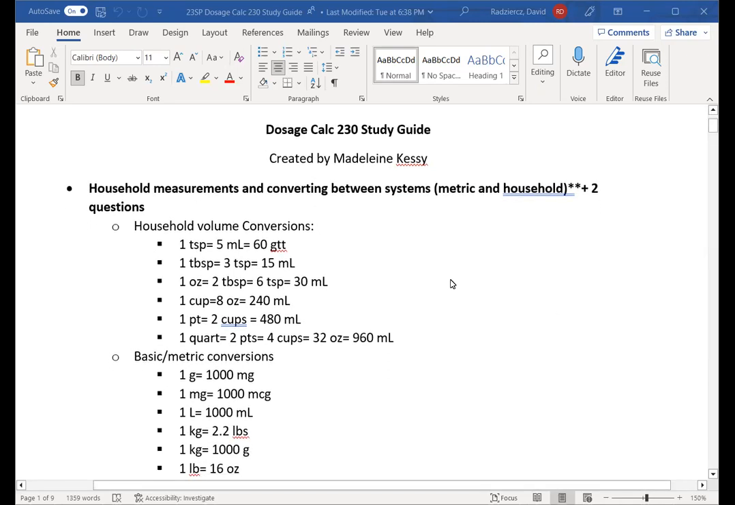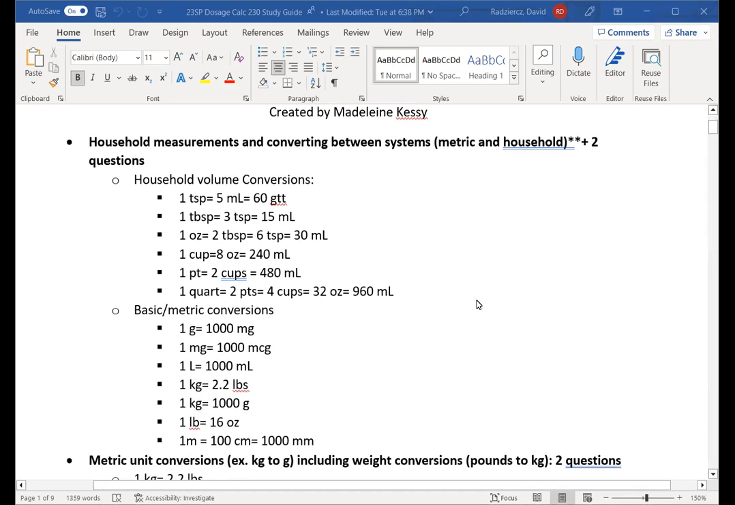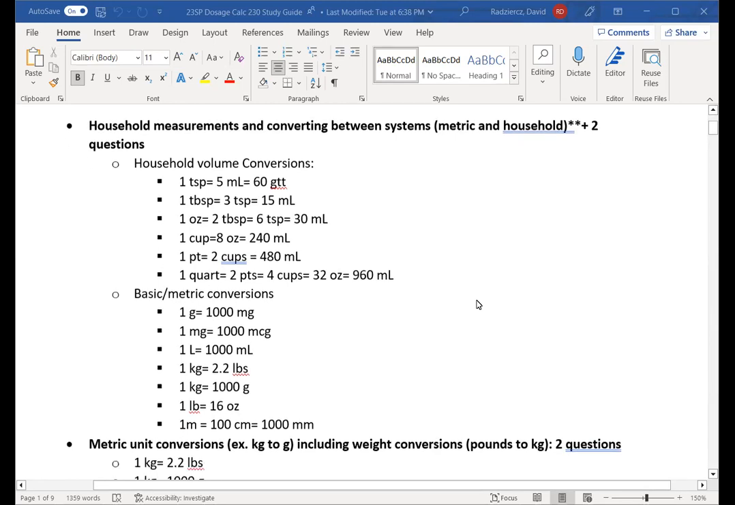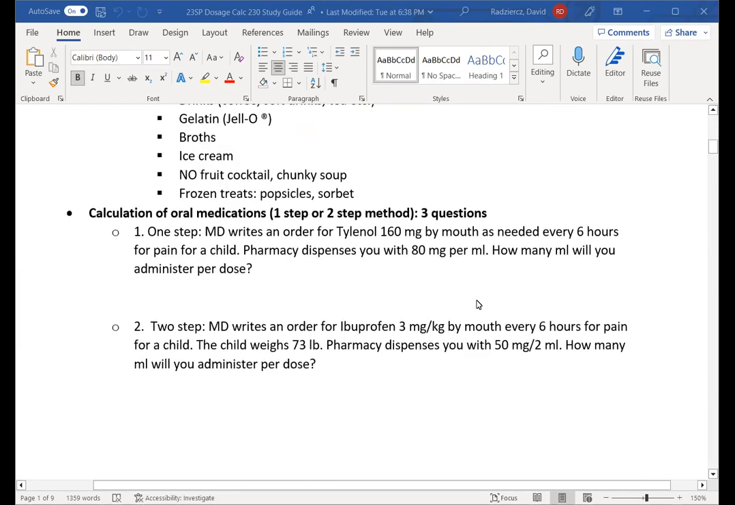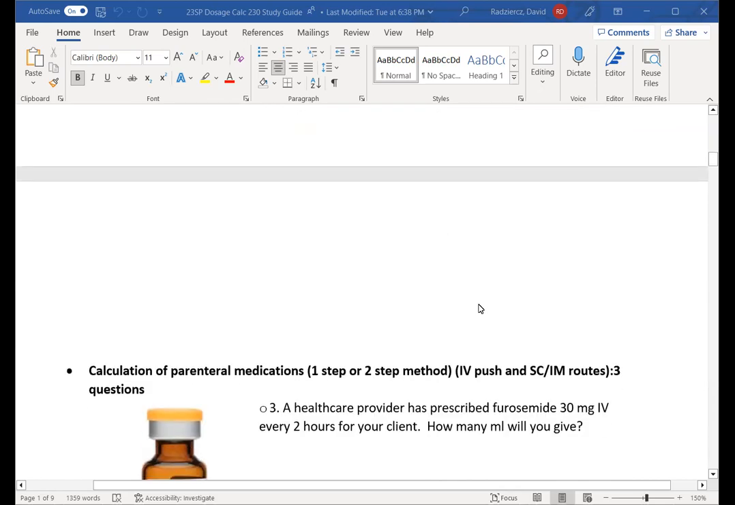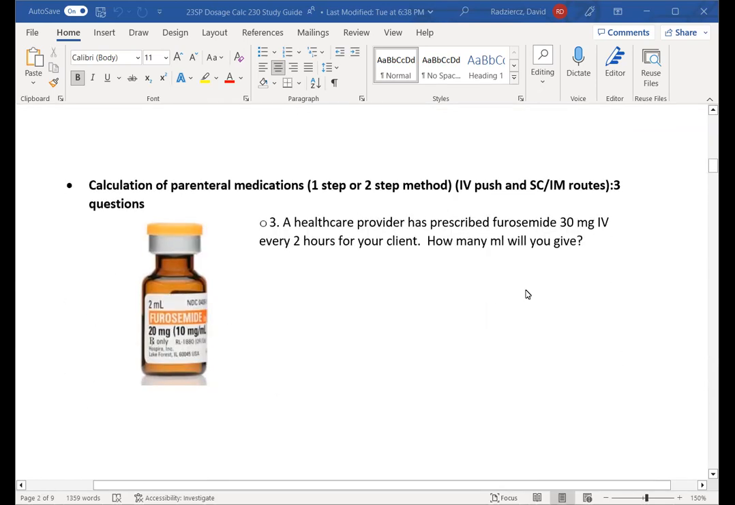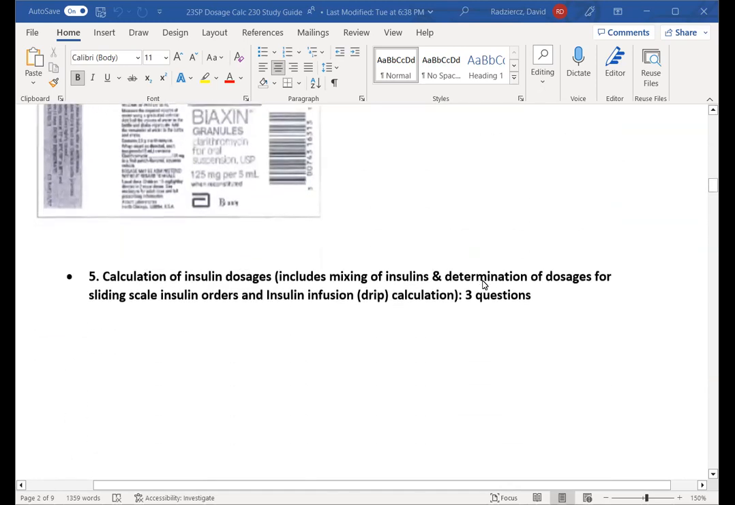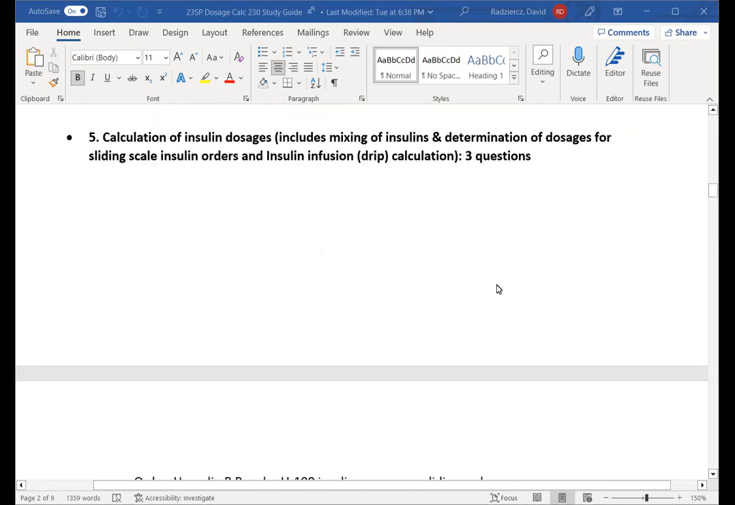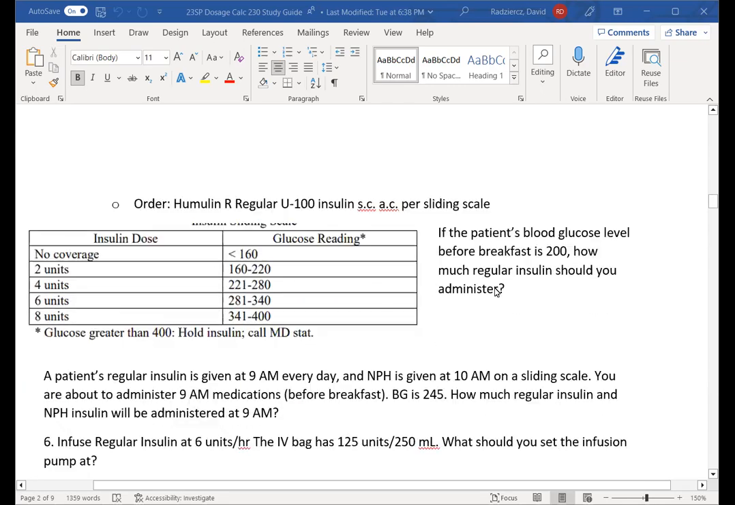So like I said, this is the 230 study guide. There is some difference between the 230 and 240 test, but usually the biggest thing is you might get asked one more type of question that you've seen before versus, and then maybe one less of the metric to metric conversion.